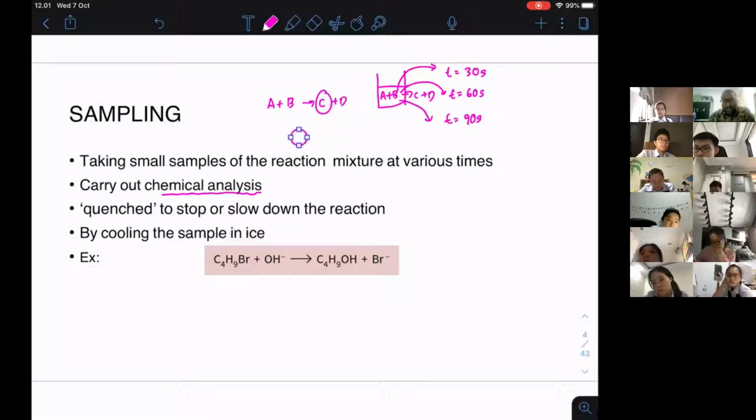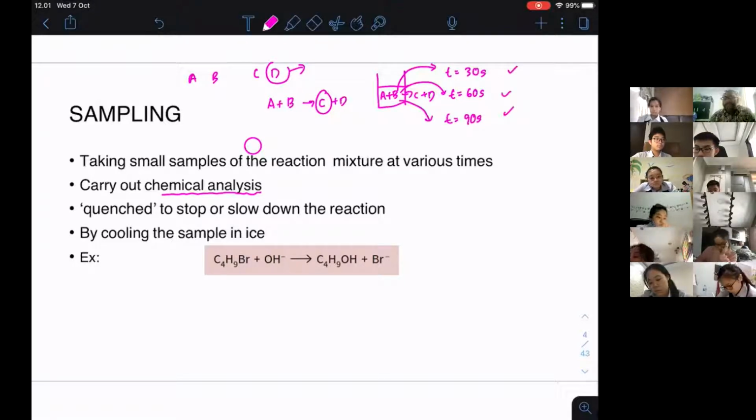So I will do whatever analysis is required on the sample that I took, because it contains A, B, C and D. When I do the analysis, I can find out the amount of D that is formed, then I can use that concentration and the time that I have over here, and plot the graph.